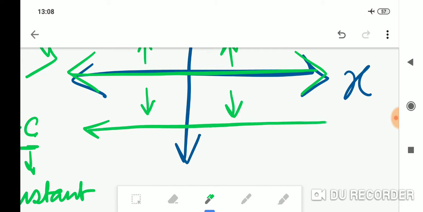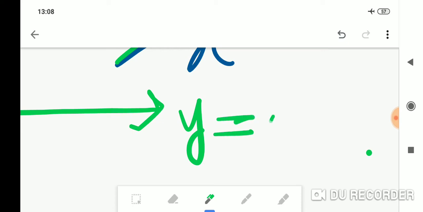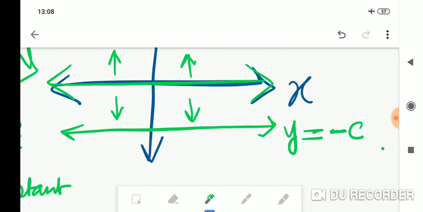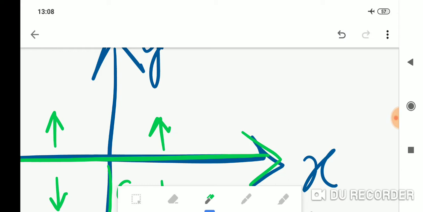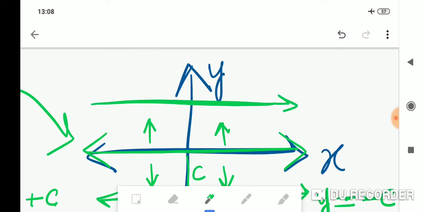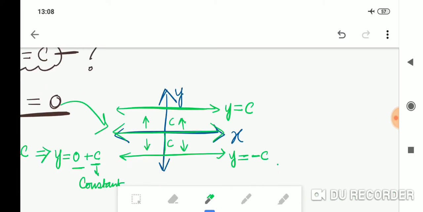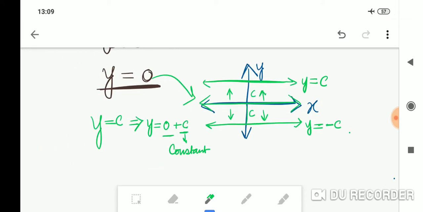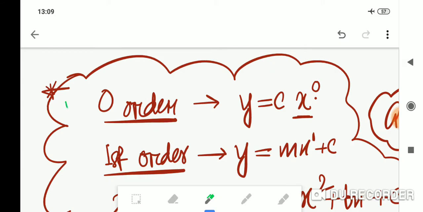So this is the graph for y is equal to minus c, where c is a positive term, this length is c, and this is the graph for where it is c, y is equal to c. So we have seen the graph for y equal to c and y equal to minus c. So we started from the basic and found out the graphs for y equal to plus c as well as y equal to minus c. So our first step of zero order is complete.